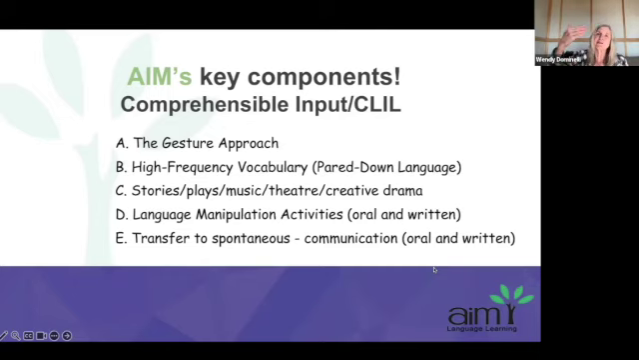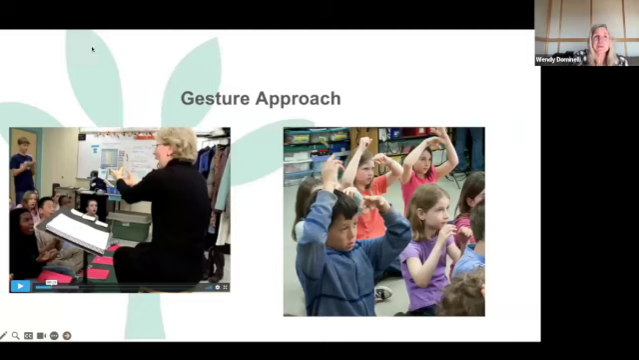And so we're doing this constantly with AIM. So these language manipulation activities help students in a very scaffolded manner start to manipulate the language in simple ways and then increasingly more challenging ways until at the end of the kit, they're writing their own stories. So these are both oral and written language manipulation activities. And our main goal is to help students transfer to spontaneous communication, both oral and written. And we don't want this to happen just after many months or many years. We want it to happen in the first day or two.